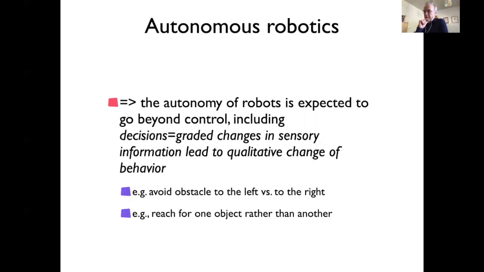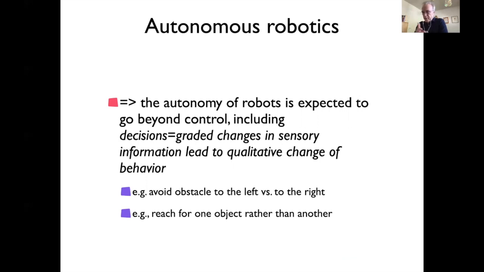In autonomous robotics, we expect something more, something not as simple as just achieving a set value. And one way to talk about that is to say we are looking at autonomous control systems that also make decisions. So decisions ultimately in the simplest form mean that some graded change in sensor information will lead to a qualitative change, a macroscopic change.